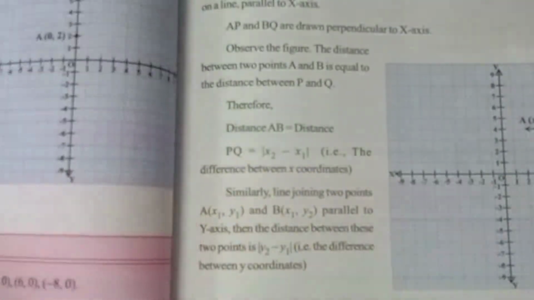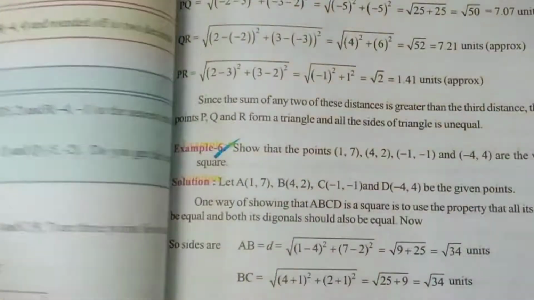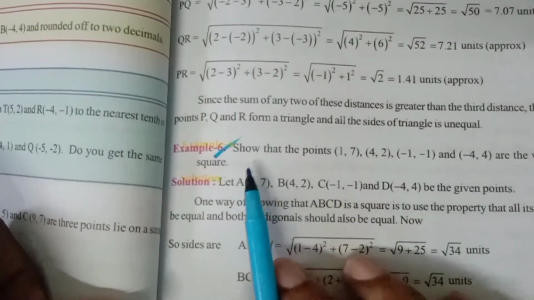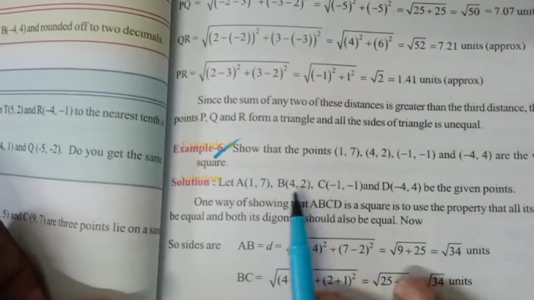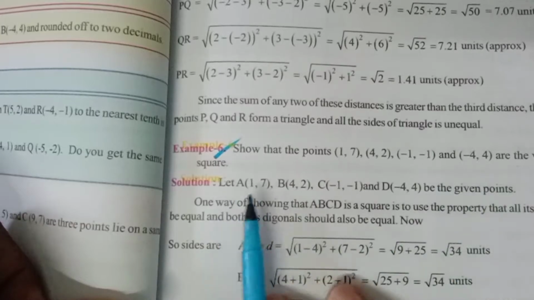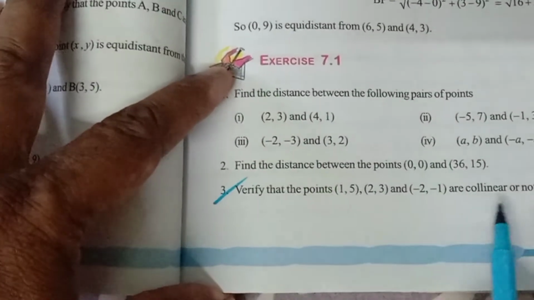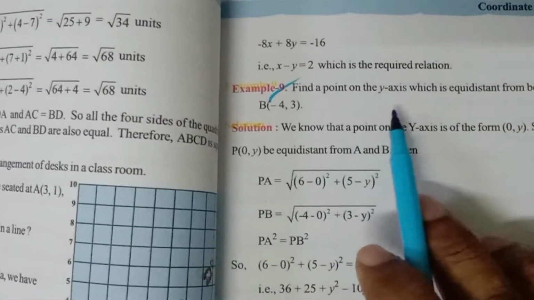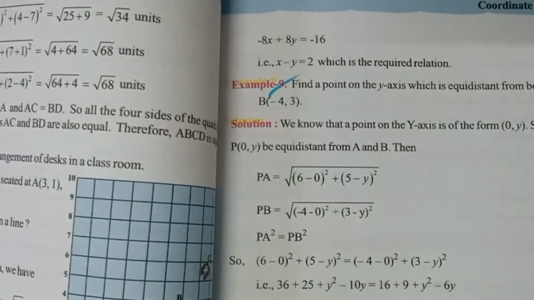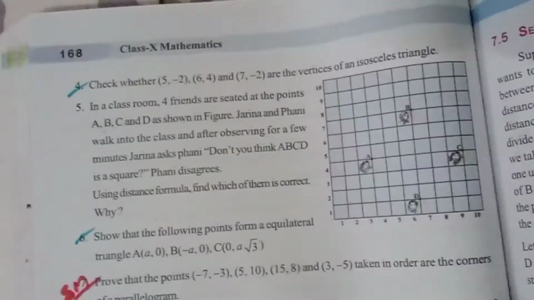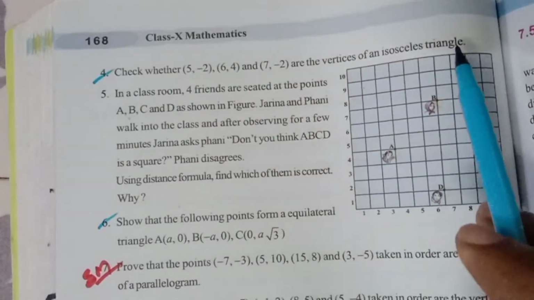Now if you go to the next topic, here example 6. Okay, show that the points are vertices of a square. Next, verify whether the points are collinear or not. Okay, find the point on the y-axis which is equidistant from both the points A (6, 5) and B (4, minus 3). Next, check whether they are collinear or vertices of an isosceles triangle or not.